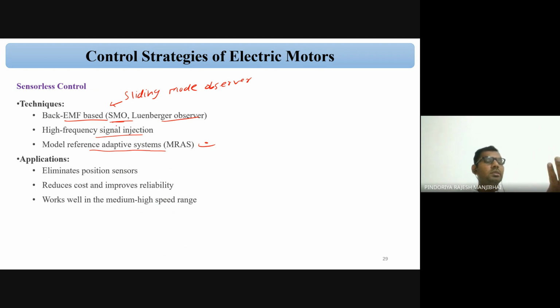So you can see my paper if you want to implement the sensorless control algorithm, maybe for your project work, correct? Application: elimination of the position sensor, reducing cost and improving reliability, and it works well in medium as well as high speed operation, correct? People use sensorless operation, and nowadays many companies use sensorless operation also.